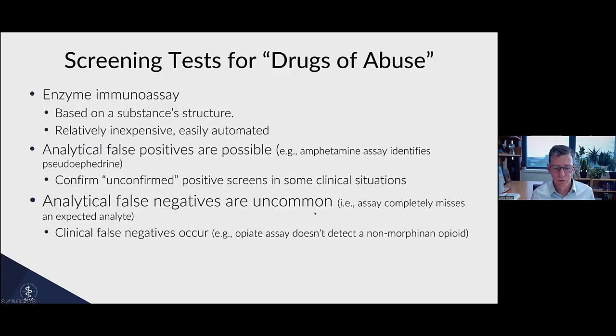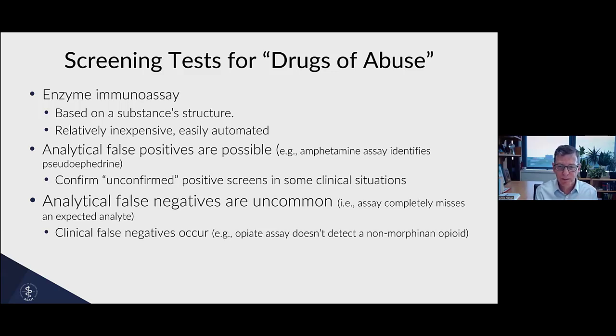Most of the screening tests that we do are immunoassay based. They look at the structure of a substance using an antibody or some equivalent directed against it. And again, they're easily automated, and because of this technology, it's not very different than, for example, a pregnancy test. They can give you a very quick answer. Analytical false positives are possible, right? So in other words, things can fool the antibody. So the amphetamine assay, as an example, will identify pseudoephedrine, or many other things, antidepressants that have a structure that's similar to an amphetamine.